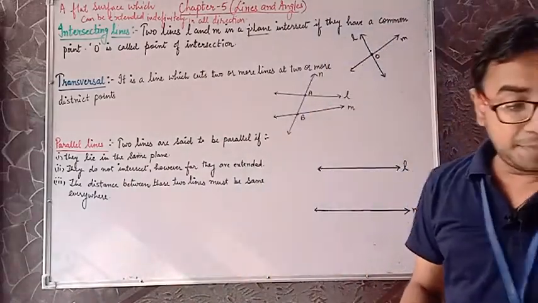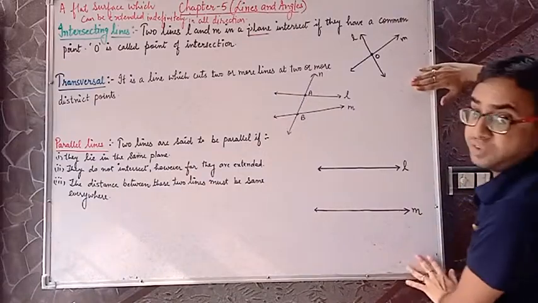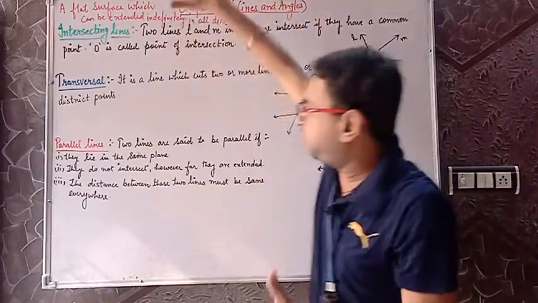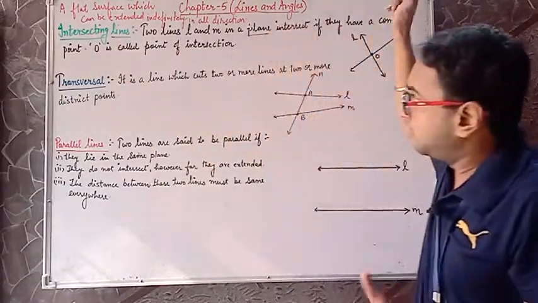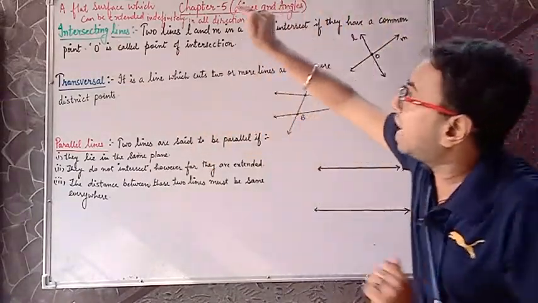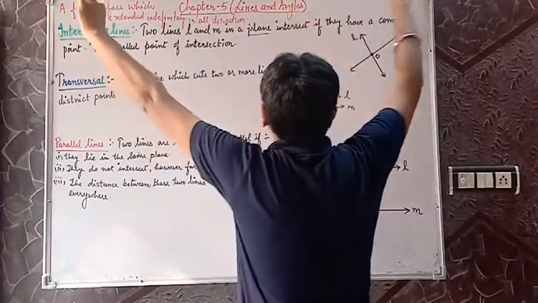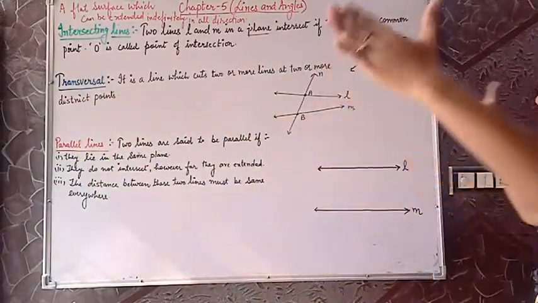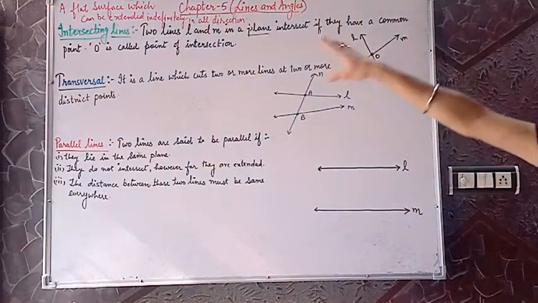For example, if I talk about this board, don't you think it's a flat surface? It's completely flat, meaning there is no roughness. There should not be any slope in that. So flat surface, very much clear. It can be extended indefinitely in all directions. If I expand this in that direction, this direction, any direction, it remains the same. That is why it is known as plane.